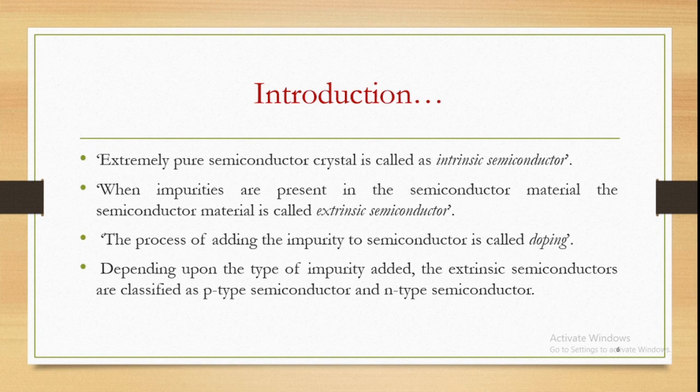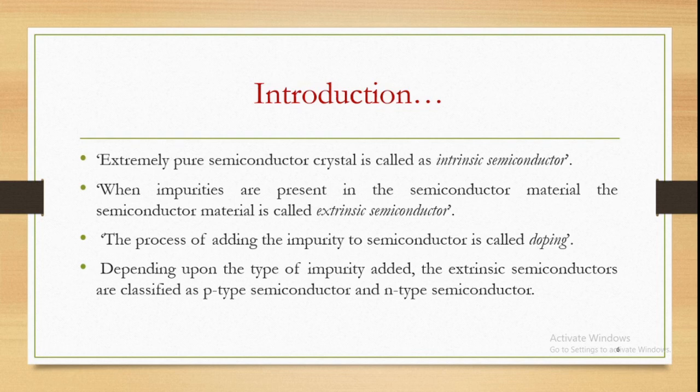Now we have two types of semiconducting material. One is called intrinsic: extremely pure semiconducting material, or semiconductor crystal, is called an intrinsic semiconductor. When impurities are present in the semiconducting material, that material is called an extrinsic semiconductor. The extrinsic semiconductor plays a very important role in solid state devices. So we have to convert intrinsic semiconductors, which are easily available, to extrinsic ones.